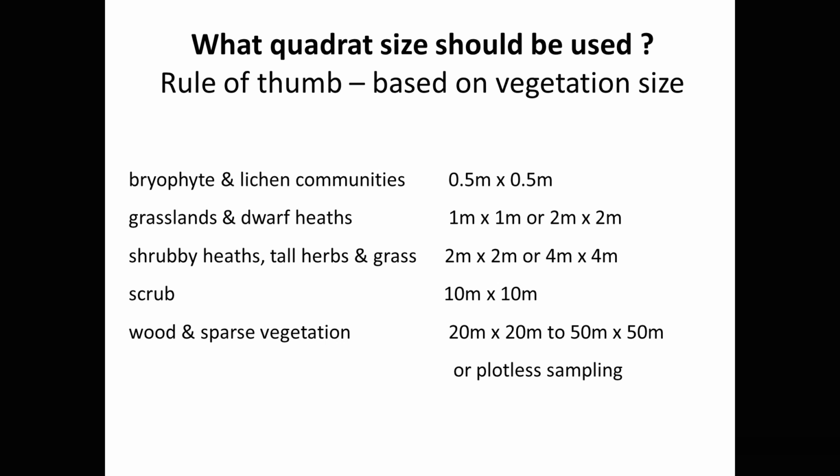For most things, grasslands and heathlands, we tend to use 1 by 1 metre or 2 by 2 metre quadrats, because bigger is simply harder to get your eye in. But as the vegetation gets bigger, then the quadrat size gets bigger. And with woodlands, you can either have really big quadrats, which are hard work to set up, or you can do this thing called plotless sampling.